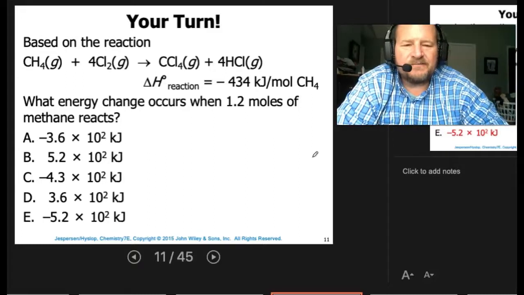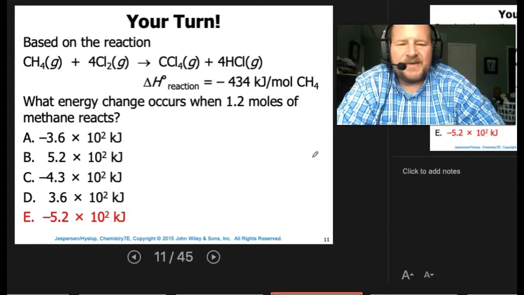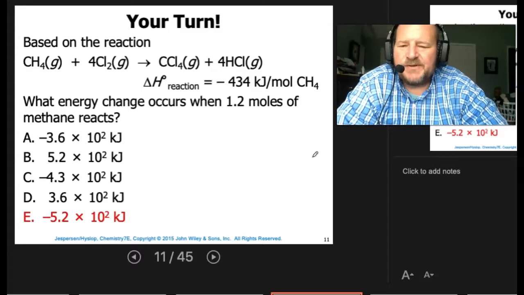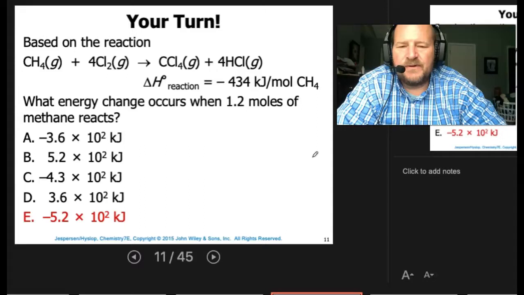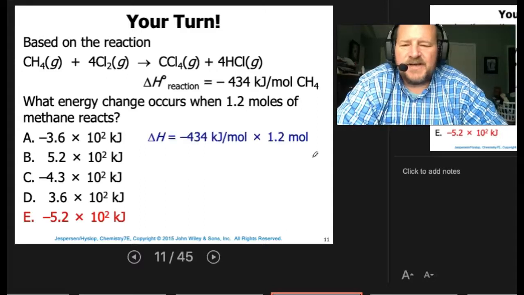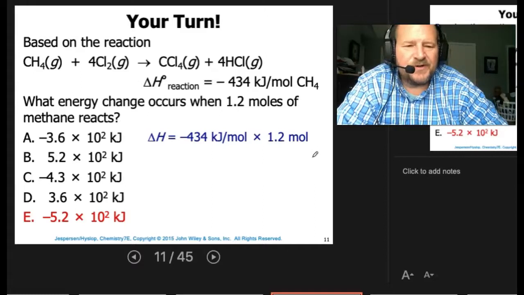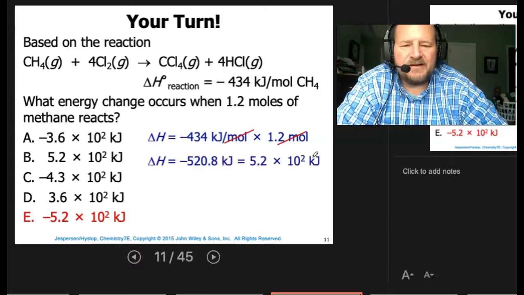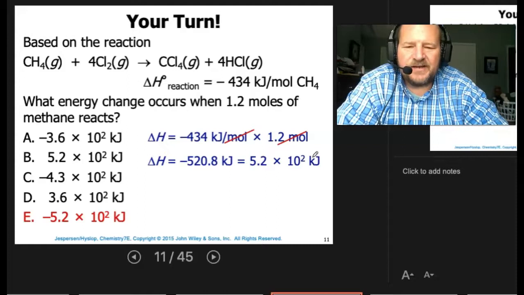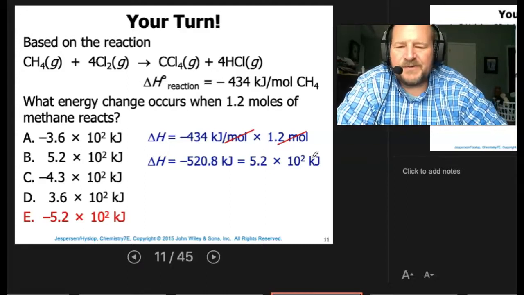That was your pause. So if you need to pause, you can do it now. And hopefully you came up with E, negative 5.2 times 10 to the 2. All right, so delta H is going to equal negative 434 kilojoules per mole times 1.2 moles. Moles cancel out, and we get 520.8 kilojoules, or 5.2 times 10 to the 2 kilojoules.